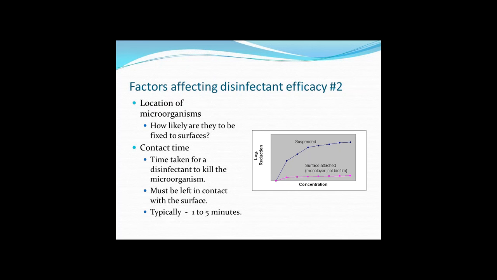Then there is the contact time, and that's the time taken for the disinfectant to kill the microorganisms. That's the time taken for the disinfectant to get in contact with the microorganism, for it to traverse the cell wall, and for it to carry out its mode of action, its way of killing the microorganism. And this can be typically 1 to 5 minutes to kill vegetative cells, but many sporicides take a lot longer.